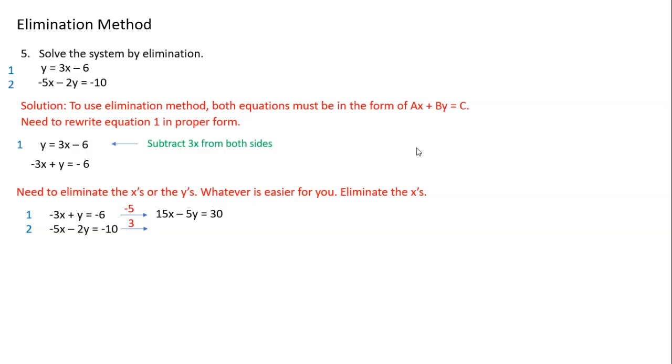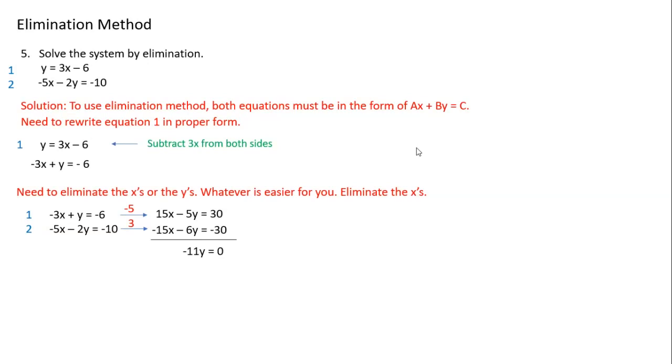So look what happens when I multiply my positive 3 to the second equation. 3 times negative 5x is going to give me a negative 15x. 3 times a negative 2y is a negative 6y, and 3 times a negative 10 is a negative 30. So when I add these two equations together, the x cancels: negative 15x plus 15x is 0. Then I have minus 5y minus 6y, which is minus 11y, equal to 0.